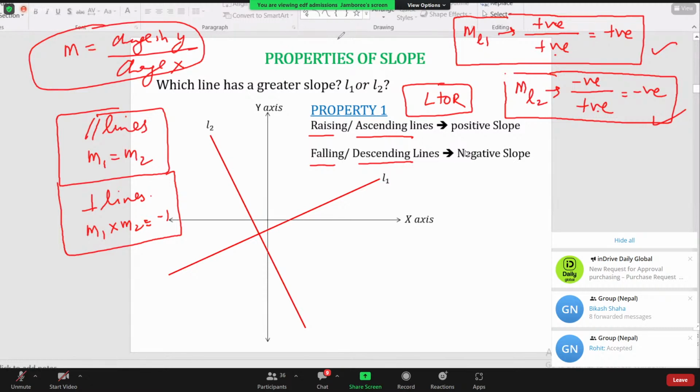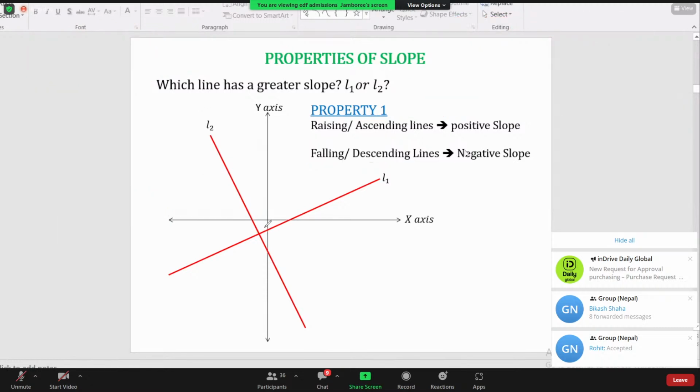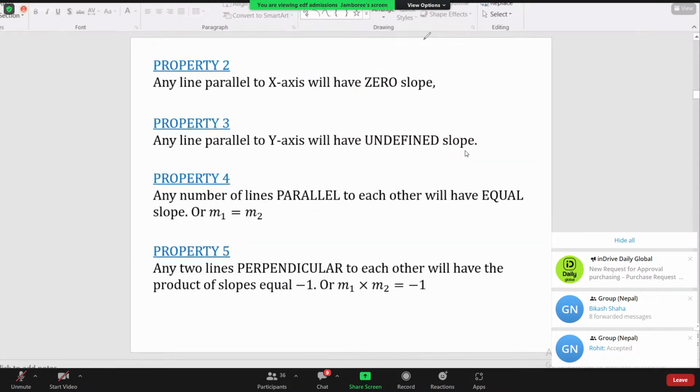Okay guys, now moving on. Now this was about a line moving up from left to right and a line moving down from left to right, so it will have a positive and a negative slope. Two lines which are parallel to each other will have equal slope. Two lines which are perpendicular to each other will have the product of their slopes equal to -1.